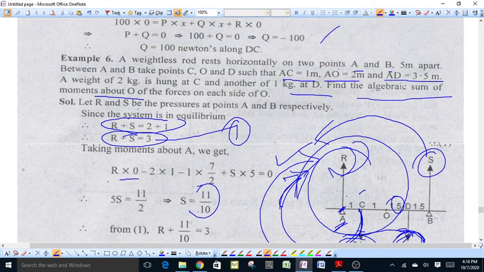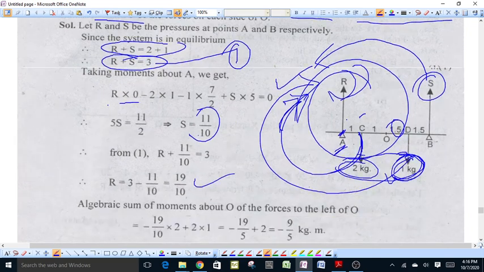Now, we have to find the moment of all the forces about the point O.